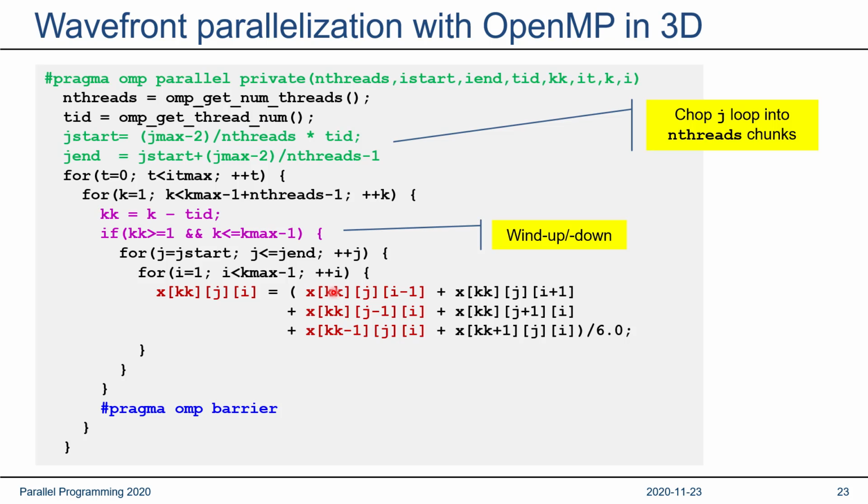kk is different for every thread, because every thread works on a different layer in the k direction. Now, there's one thing missing still. We need to synchronize the threads after every wavefront update, which is after every increment of the k variable, and this is done by this implicit OMP barrier down here. So this is one of the cases where you need an explicit OMP barrier in your code. This is the code for wavefront parallelization or pipeline parallel processing of a Gauss-Seidel smoother in OpenMP in 3D.